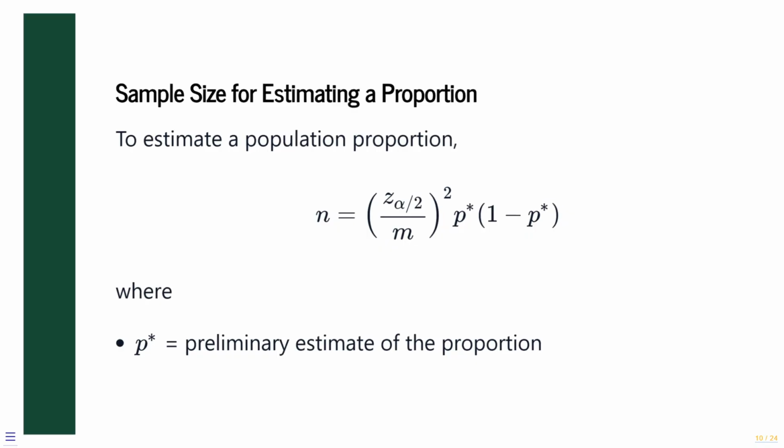Now let us consider the sample size needed to estimate a population proportion. In this case, the formula for the required sample size depends on the desired margin of error, the critical value, and a preliminary estimate of the population proportion. The formula states that the sample size equals the square of the critical value divided by the margin of error, multiplied by p star times 1 minus p star.